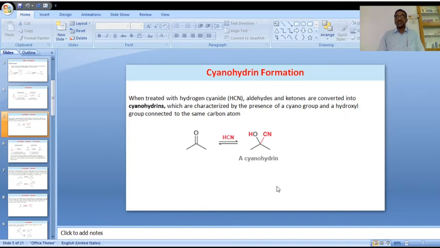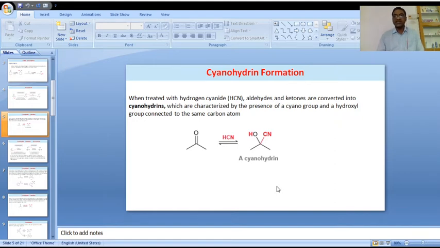In the yesterday class, we completed the hydrogen and sulfur nucleophiles of carbonyl compounds. Today, we are going to learn about cyanohydrin formation. This cyanohydrin formation reaction involves cyanide, that is carbon nucleophiles.